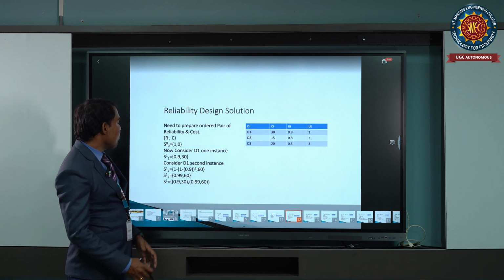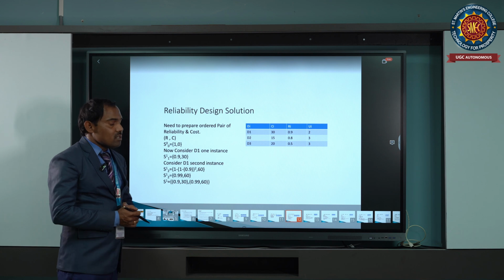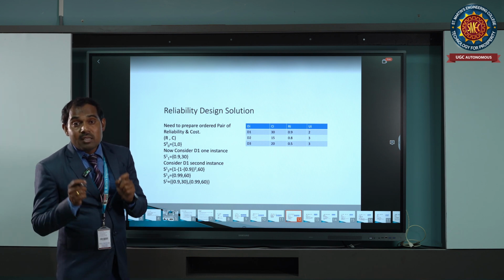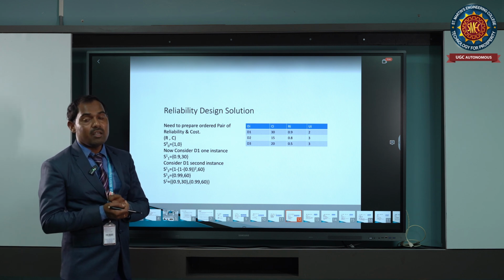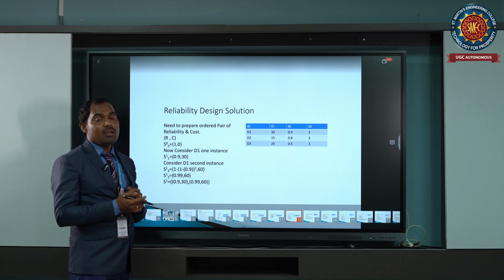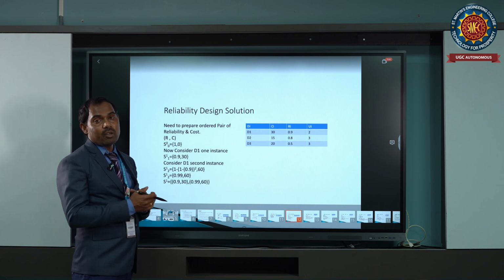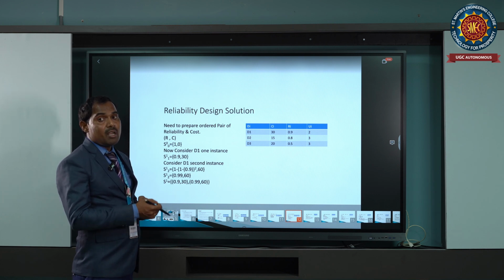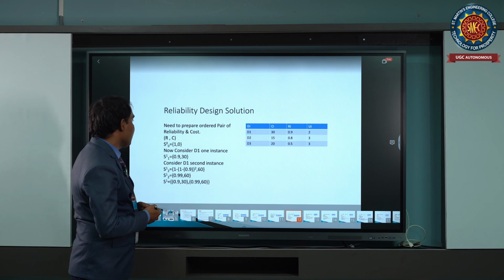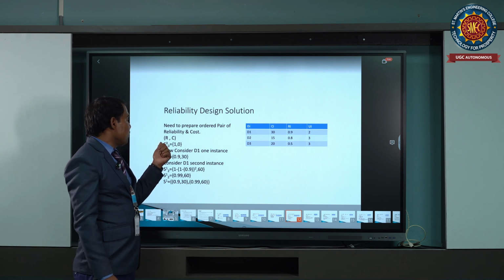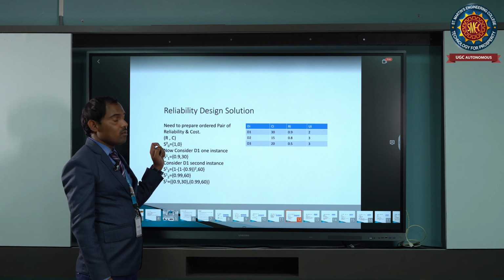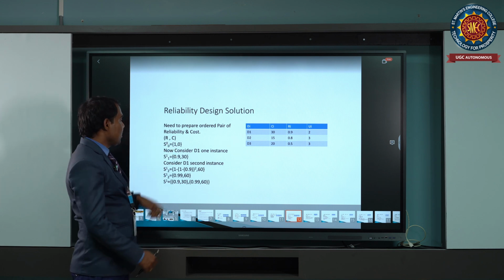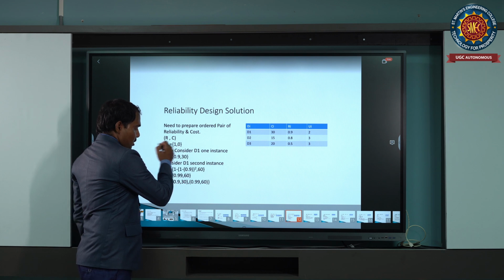Okay, so how are we going to calculate that? We can use the set theorem. We calculate the reliability and increase it in a step by step procedure. Suppose there is no device, only device 0, then the reliability is 1 and the cost is 0.